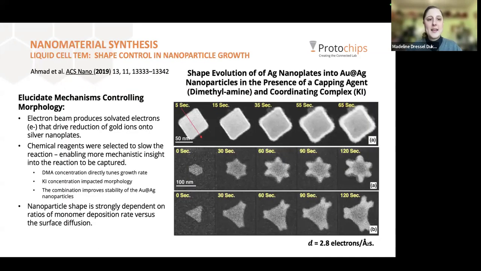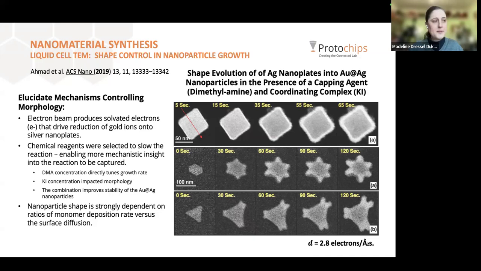So this is a really nice example of using the beam to study how structures form, and how changing different reagents can affect our end product. There's a lot of studies looking at structure-function relationships and the mechanisms that control those. In these examples, this is a shape evolution of different silver nanoplates.